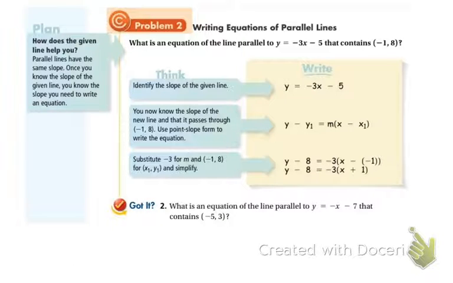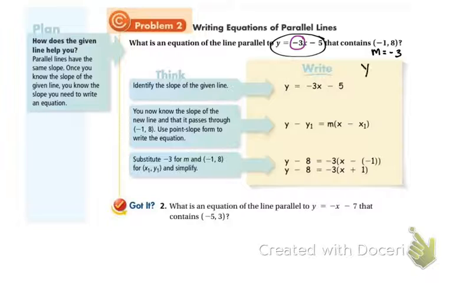Okay, and now we're going to write equations of parallel lines. What is an equation of the line parallel to y equals -3x minus 5 that contains a point -1, 8? Okay, what do I know about parallel lines? I know that they have the same slope. So if it's going to be parallel to this line, then the slope of my new line needs to be -3. So I have a point it goes through, and I know m is equal to -3. Now this is just like we did last section, where I'm given a point and a slope, and I need to make an equation.